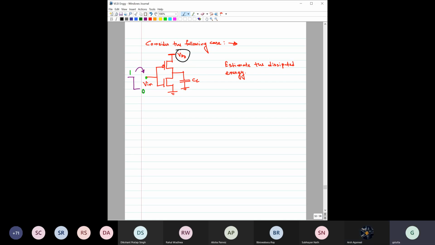You were right, Arsh, but I have asked something else. I have not asked what is the energy stored in this capacitor; I have asked what is the energy dissipated. See, the input is going from 1 to 0, so the output is going from 0 to 1. The capacitor has to charge from 0 to VDD. During this process, what is the energy dissipated, the total energy taken from this VDD source?